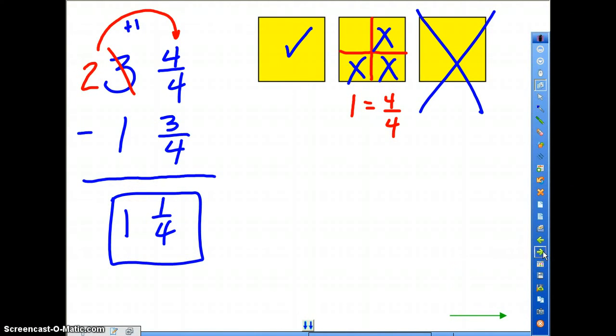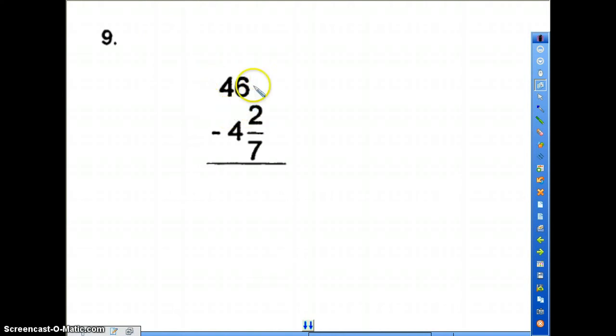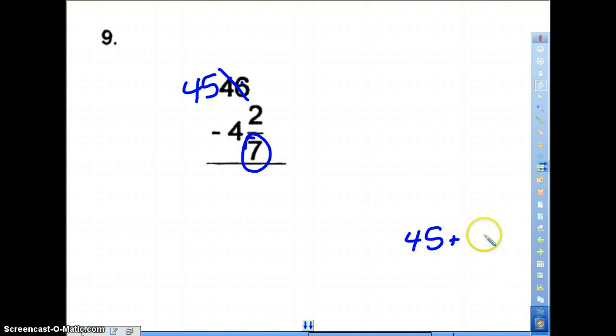So let's go back to that original problem. We're going to do the same thing here. We need to borrow a whole, since we have a whole number and we're subtracting a mixed number. It's real easy to take 46 and subtract 4, you get 42, but I also need to subtract another 2/7. So I'm going to borrow a whole from the 46, and now I'm going to call it 45. It's going to be 45 plus another whole, and your whole is determined by the denominator, 7/7.